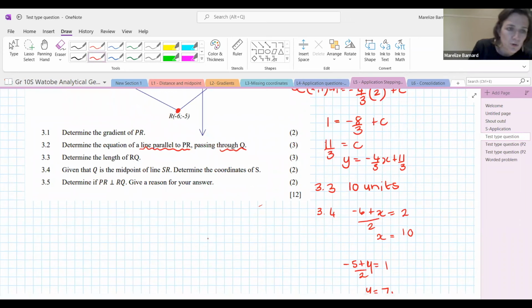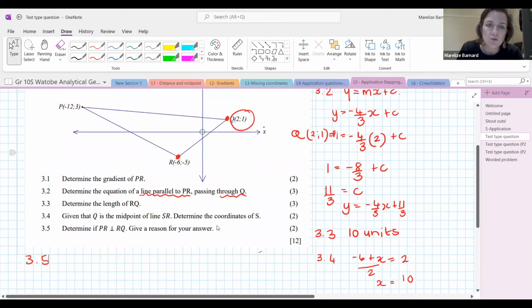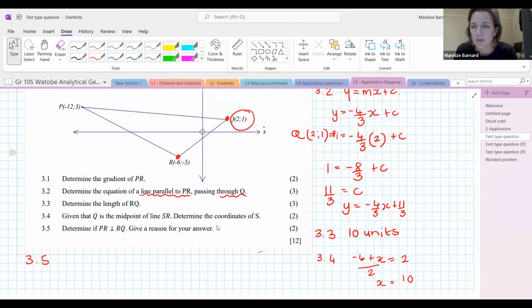Right, let's see. We can finish 3.5 quickly. Determine if PR is perpendicular to RQ. How will we know if PR is perpendicular to RQ? We just did it in the previous question. What do we need to look for? Pop it in the chat if you know, or raise your hand and unmute if you want to. What are we going to look for for PR to be perpendicular to RQ? So Yenzi remembers about the reciprocal. Yeah, they must be negative reciprocals of each other.